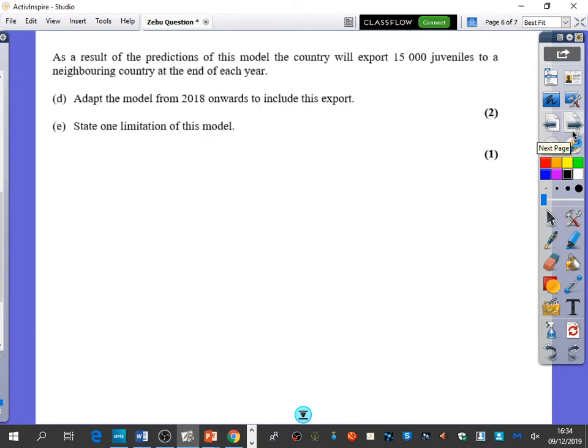It then says, as a result of the predictions of this model, the country will export 15,000 juveniles to a neighbouring country at the end of each year. Adapt the model from 2018 onwards to include this export. So this is kind of hard to spot what you need to do. But at the moment, the current model we've got is that a_(n+1), j_(n+1) is equal to our matrix times a_n, j_n.